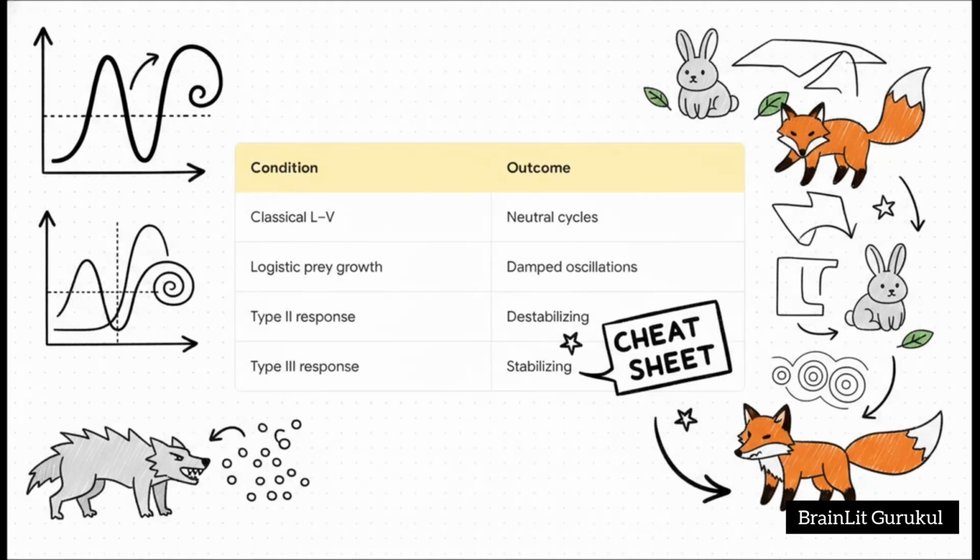This table right here is basically the perfect cheat sheet for this whole explainer. The classic Lotka-Volterra model, that gives you those theoretical neutral cycles. You add in realistic prey growth, and boom, you get stable, damped oscillations. A super efficient Type 2 predator is bad news, destabilizing, but a Type 3 response, that's a powerful stabilizing force.